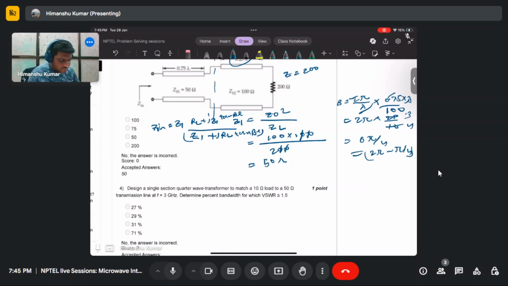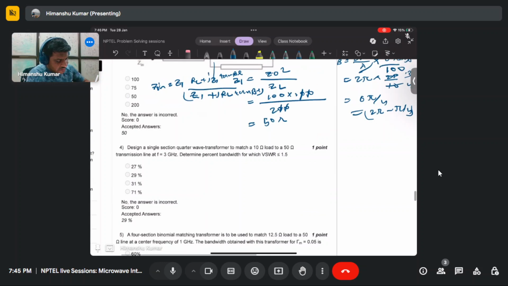If you want to transform this, then it will transform into Z1 multiplied by RL plus j Z1 tan of 2 pi minus pi by 4, divided by Z1 plus j times RL tan of 2 pi minus pi by 4.